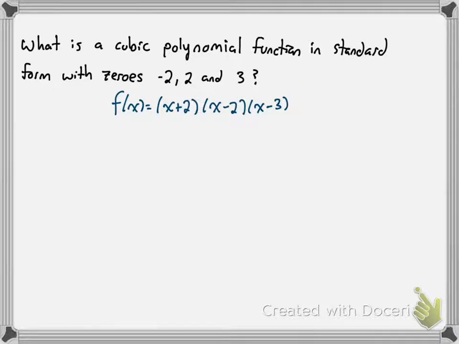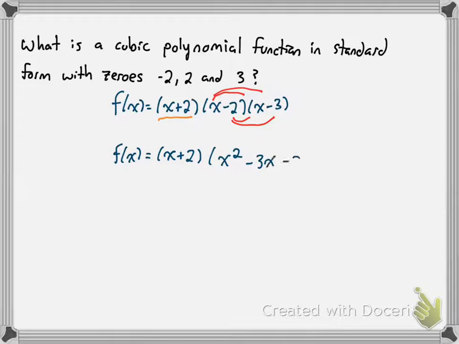From here, to FOIL everything out, I'm going to FOIL the last two terms, and then I'm going to distribute out similar to when you have just a constant number in front of an equation in factored form. I'm going to save this to multiply out in the very end. So I'm going to start by FOILing out these last two terms. That's going to leave me with, leaving the x plus 2 for now, x squared minus 3x minus 2x plus 6.